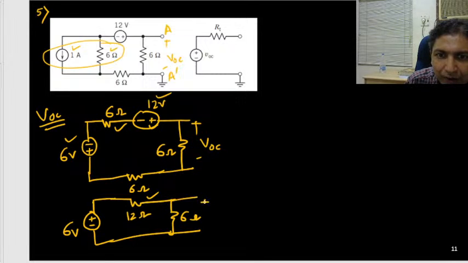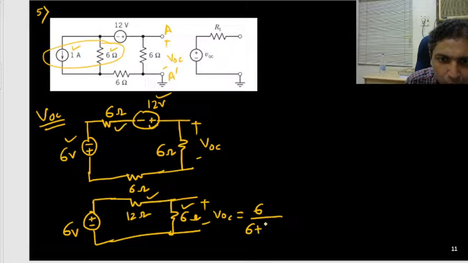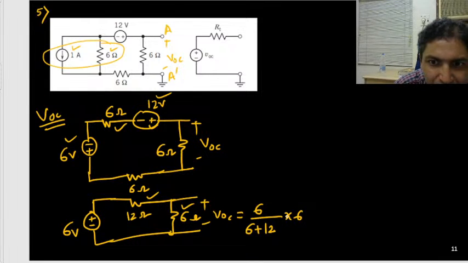And here we need to find out VOC, and that is very easy. VOC is this self resistance 6 ohm by total 6 plus 12, times 6. I am quickly solving these values using the voltage potential divider concept. So if you have some doubt on potential divider, how I am doing it quickly, please go through my previous videos. If anybody is having any confusion, please do go through these later on.